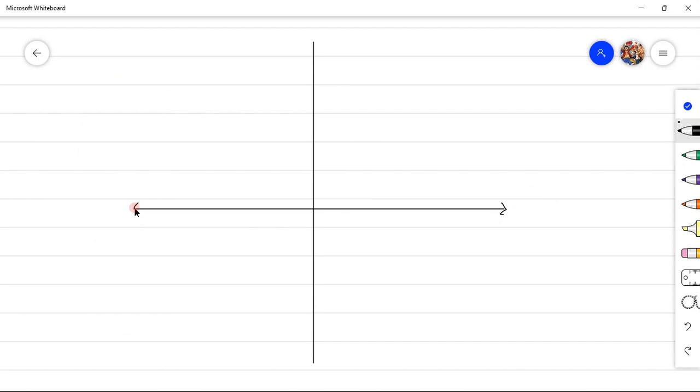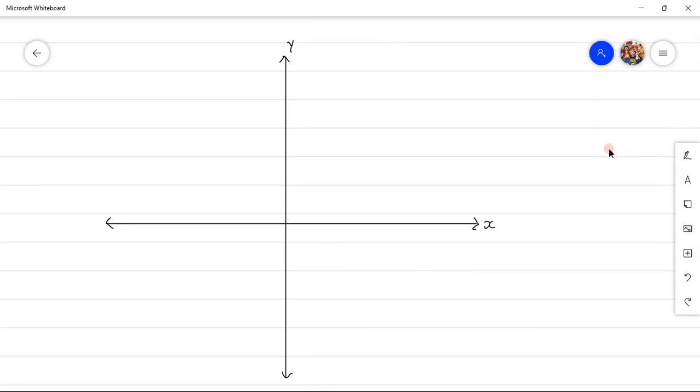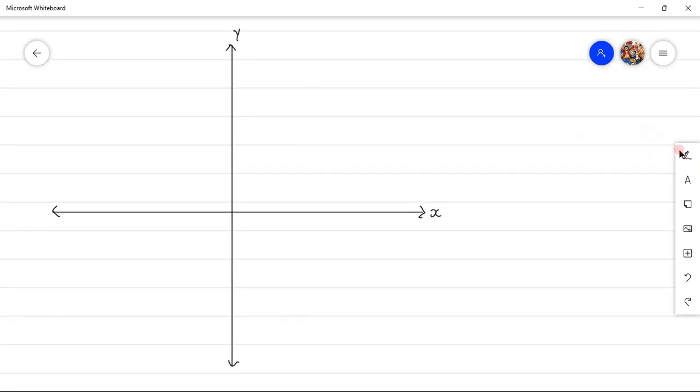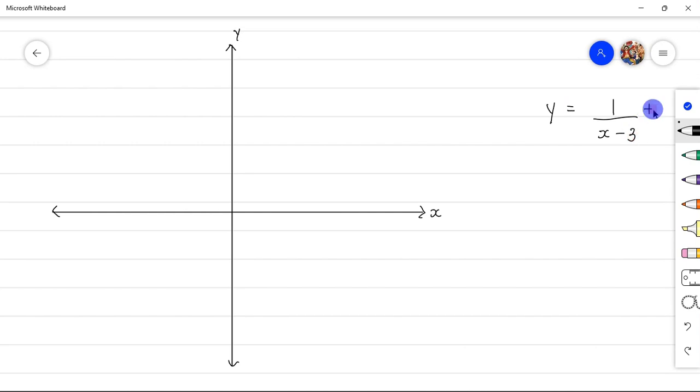Now this represents our x-axis and this represents our y-axis. Now let's sketch the function. Let's see, what function can we create? Let's make it y equals 1 over x minus 3 plus 1. Instead of minus 3, let's just make it minus 2.